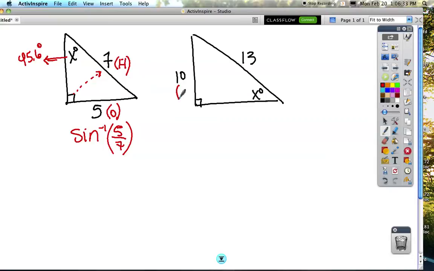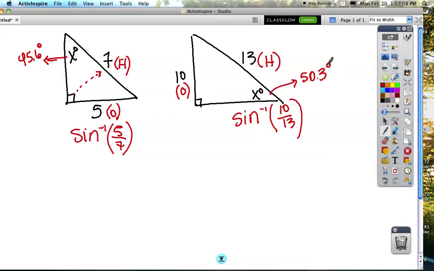So what did you label the 10? And the 13? So once again, you have the sine. So we're going to do inverse sine of 10/13. 56.4. Okay. Yeah, I got 50, it's not 56. Oh, I put 12 at 13. Oh, so 50.3 degrees. Dang, wrong. Okay.